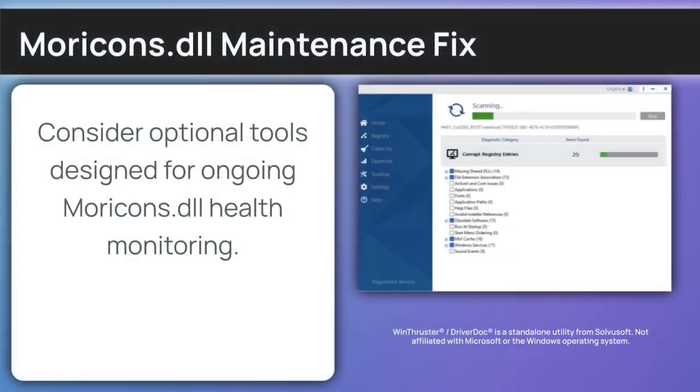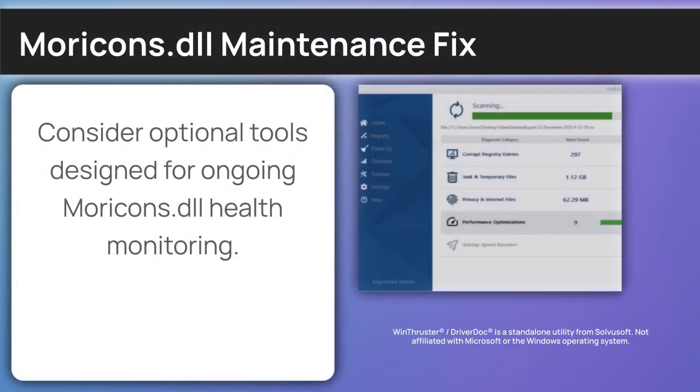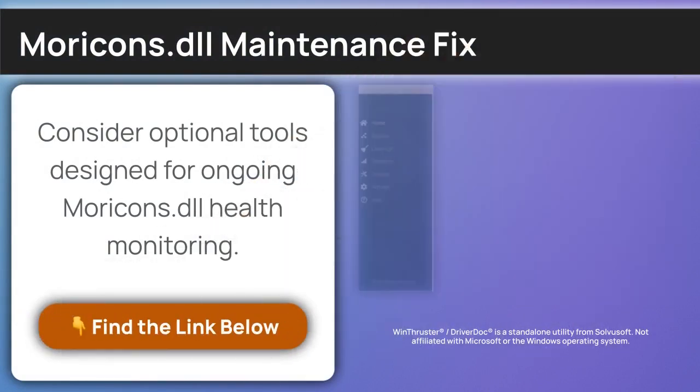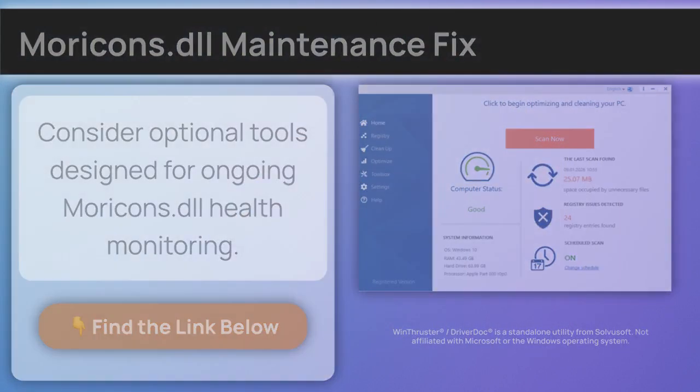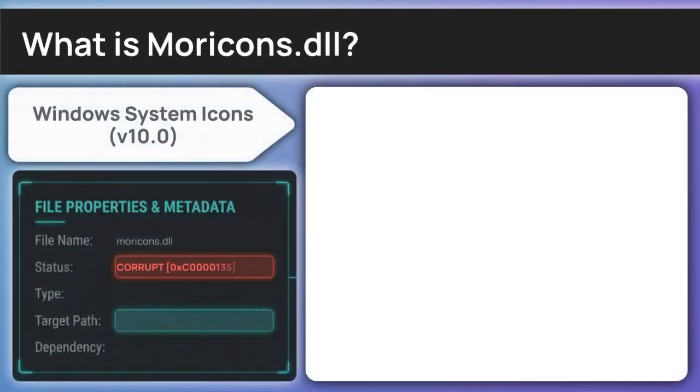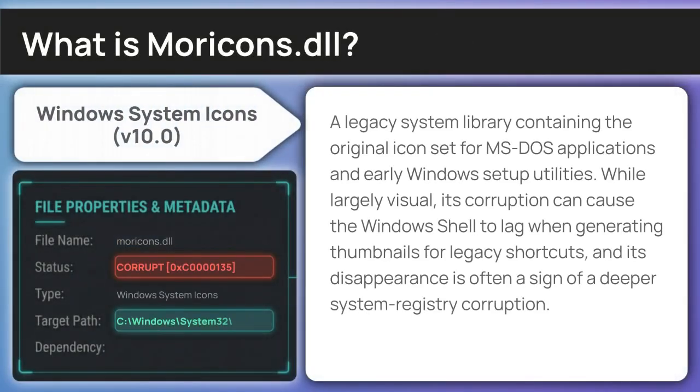As we prepare to resolve Moricons library, consider using the diagnostic path below to ensure a stable environment for your libraries. This is the Moricons library, a legacy system library containing the original icon set for MS-DOS applications and early Windows setup utilities. While largely visual, its corruption can cause the Windows shell to lag when generating thumbnails for legacy shortcuts, and its disappearance is often a sign of a deeper system registry corruption.